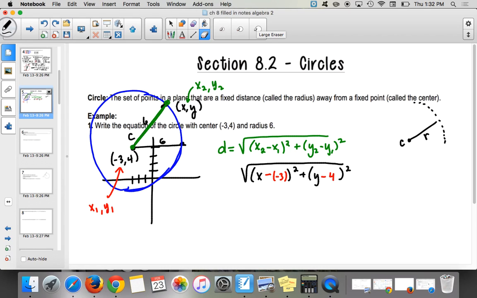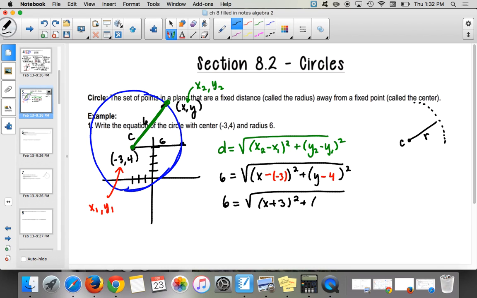Well, what's the distance between any point along the edge of the circle to the center? It's 6, right? It's the radius. So that's going to equal 6. So when I do this, I get 6 equals the square root of x plus 3 squared plus y minus 4 squared, like that. If I'm lazy and I don't want to type in a square root every single time, if I want to get rid of that square root, what do I do? I would just square both sides. So my final equation is going to look like x plus 3 squared plus y minus 4 squared equals 6 squared, which is 36. That's what we call the equation of the circle.